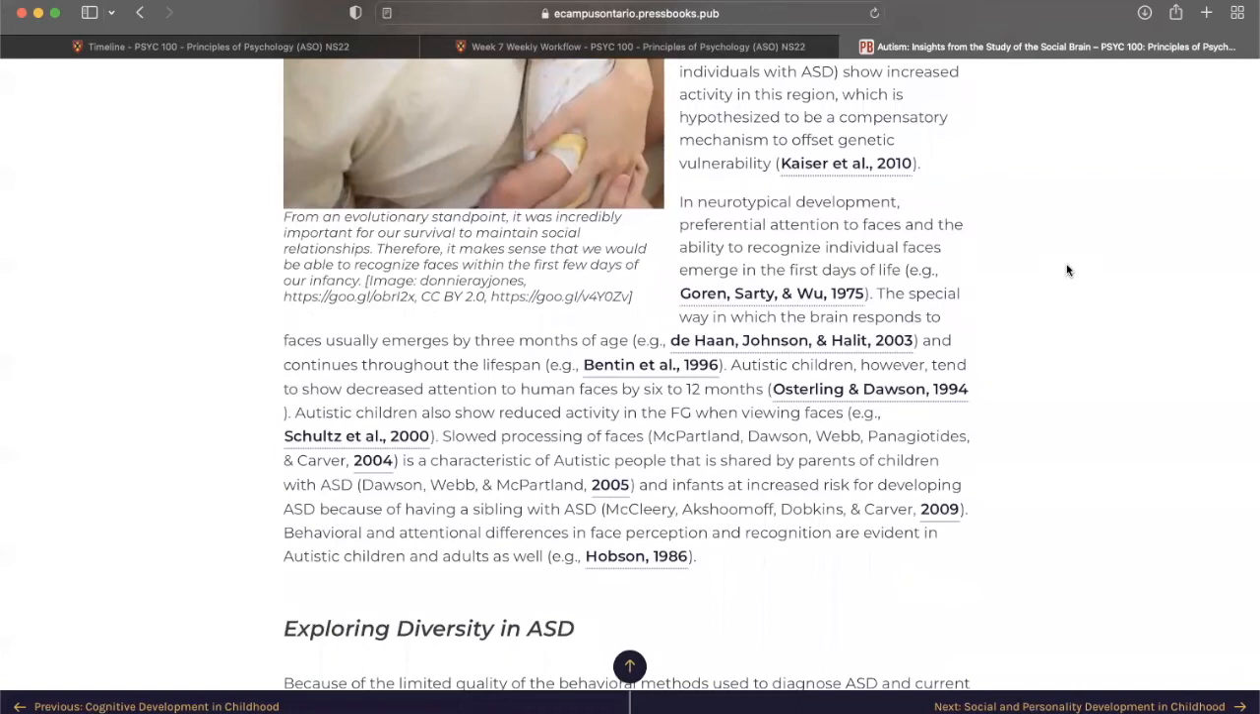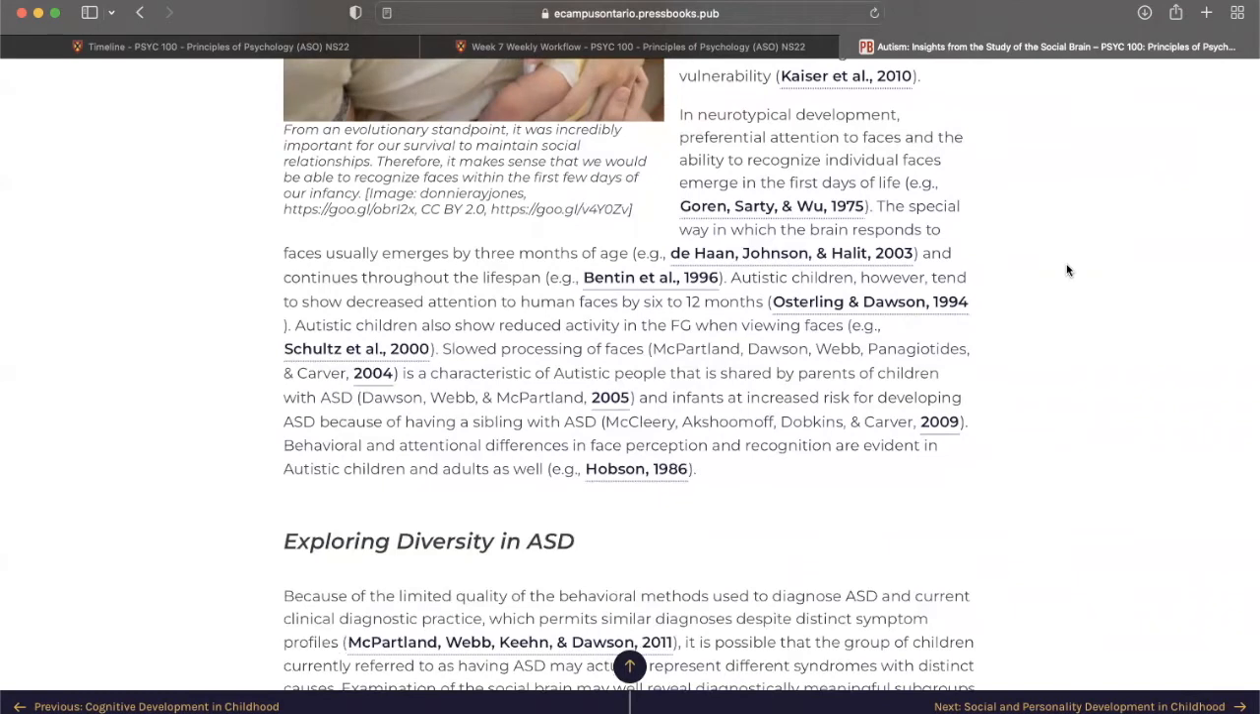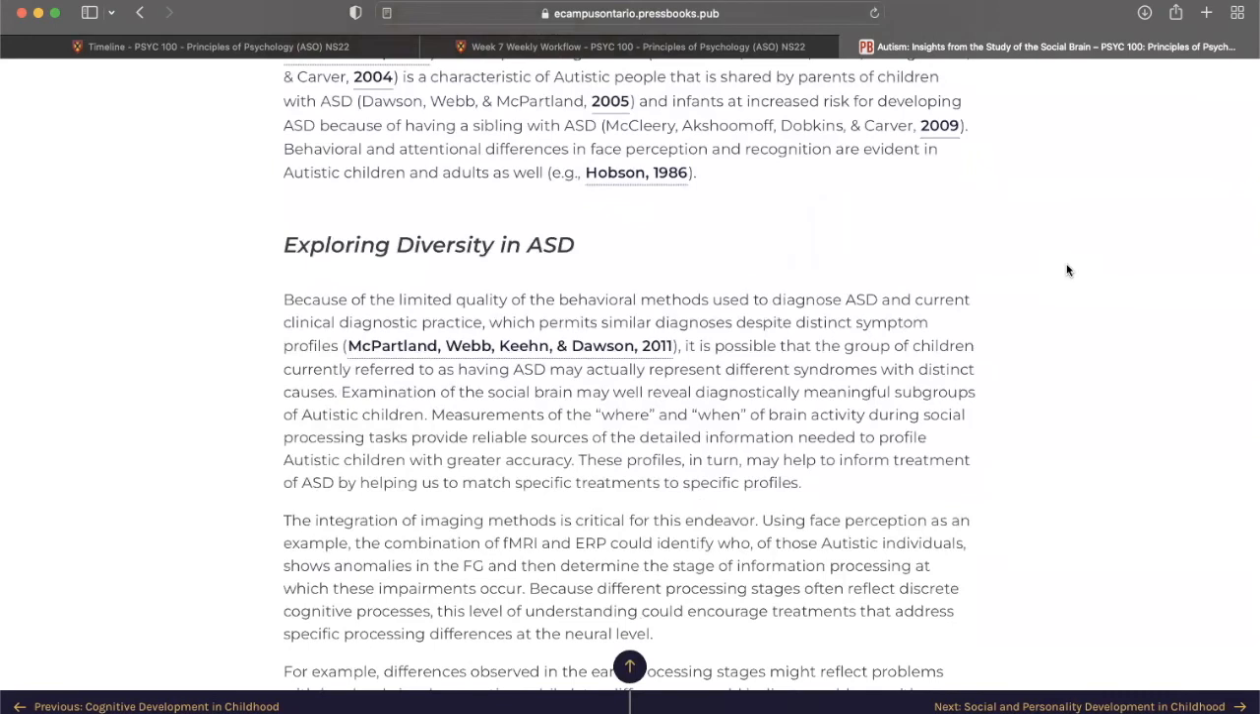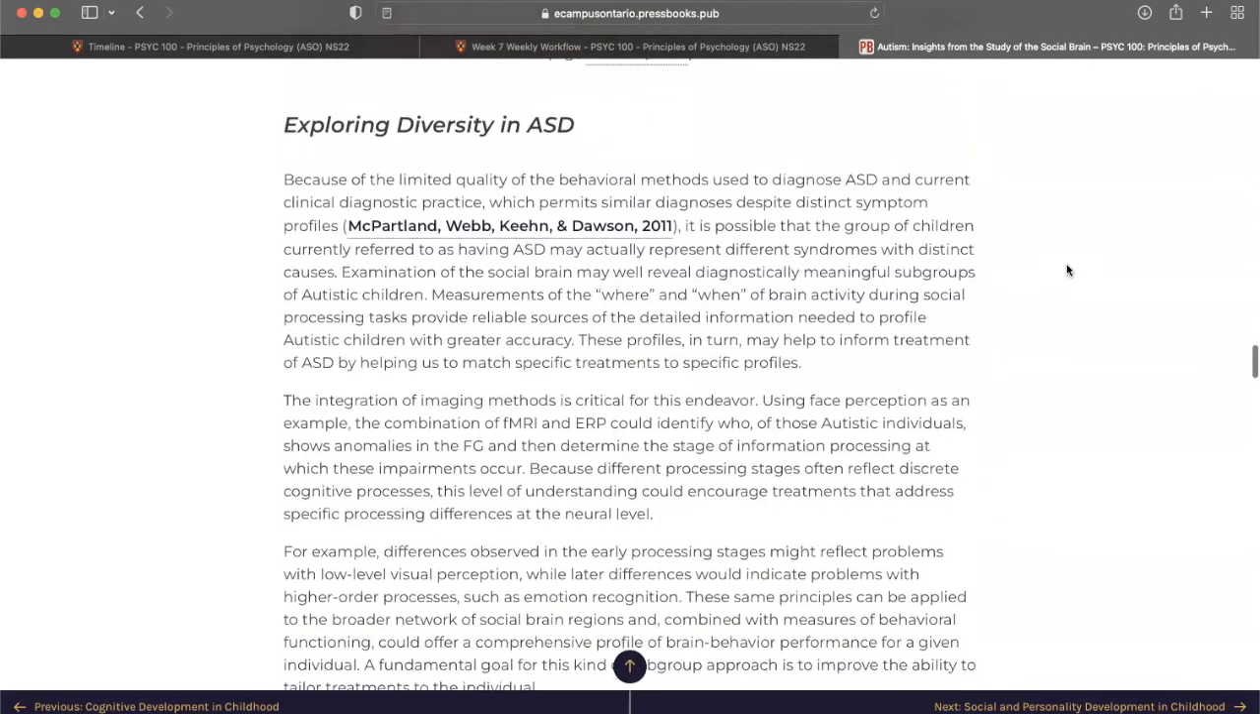The special way in which the brain responds to faces usually emerges by 3 months of age and continues throughout the lifespan. Autistic children also show reduced activity in the FG when viewing faces. Slowed processing of faces is a characteristic of autistic people that is shared by parents of children with ASD and infants at increased risk for developing ASD because of having siblings with ASD. Behavioral and attentional differences in face perception and recognition are evident in autistic children and adults as well.